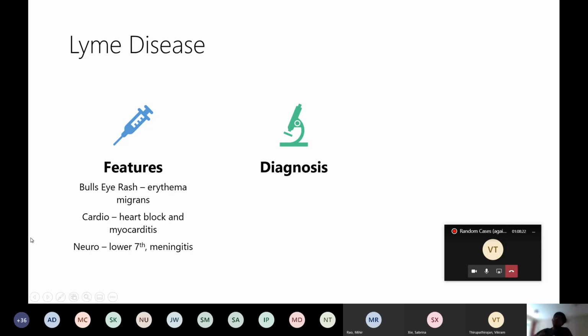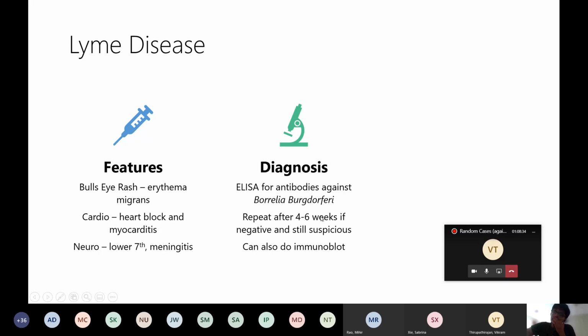If they have a bullseye rash and you think it's Lyme disease, just treat for Lyme disease. If they don't have a bullseye rash and you've got that history, you can either do an ELISA for the antibodies, or you can do an immunoblot, and both of these tests can come back negative. And if they come back negative and you're still suspicious, you can repeat it later and start empirical treatment. So keep that in mind. But yeah, if they have that rash, just treat them immediately. And how do you manage it?